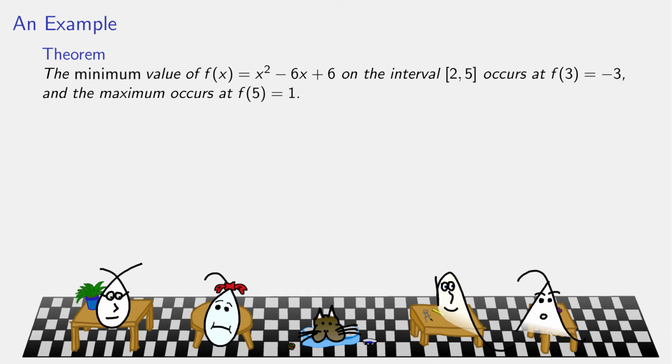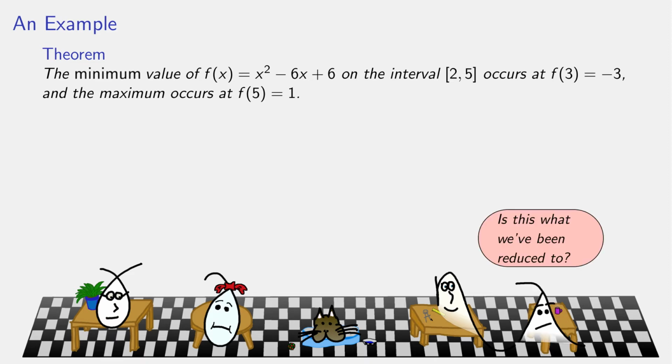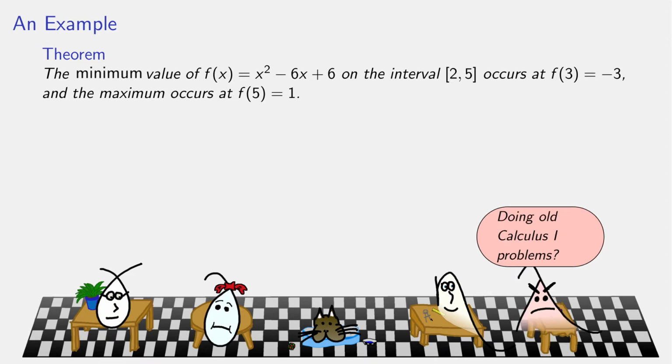So here's an example that we're going to work through. We've got a function f of x, x squared minus 6x plus 6, on an interval from 2 to 5. The minimum occurs at f of 3 equals -3, and the maximum occurs at f of 5 equals 1. So we're going to prove this. But you might recognize it as a sort of problem you probably did several years ago when you took Calculus 1. Find the max and min value of a function on an interval. Honestly, this is the only time we're going to do a problem like this. The point here is not to get the answer, it's to speak through the reasoning of how you get the answer, so that now you can go back and redo all your Calc 1 problems and understand why you're doing what you're doing.